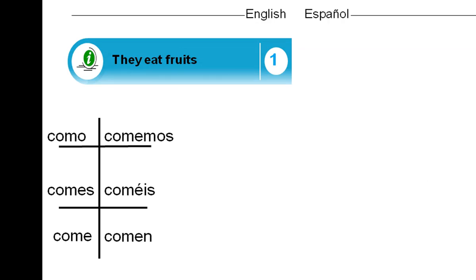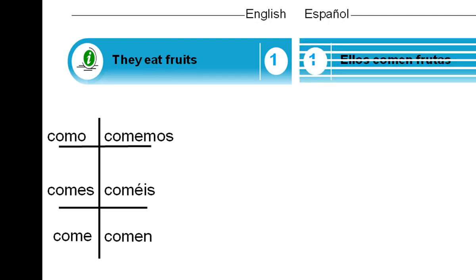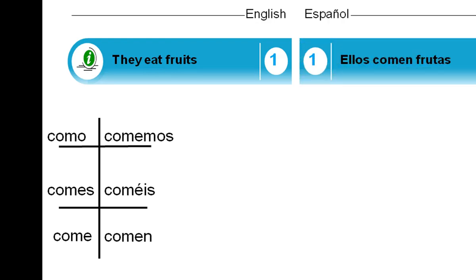They eat fruits. Alright, third person plural form. They is ellos, it could be ellos, it could be ellas. Or if it's a mixed group, ellos. Eat is comen, they eat because they are eating, multiple people. And fruit is basically fruta. And we are talking about multiple fruits. So we add s towards the end, frutas. So ellos comen frutas or ellas comen frutas. Easy to make?